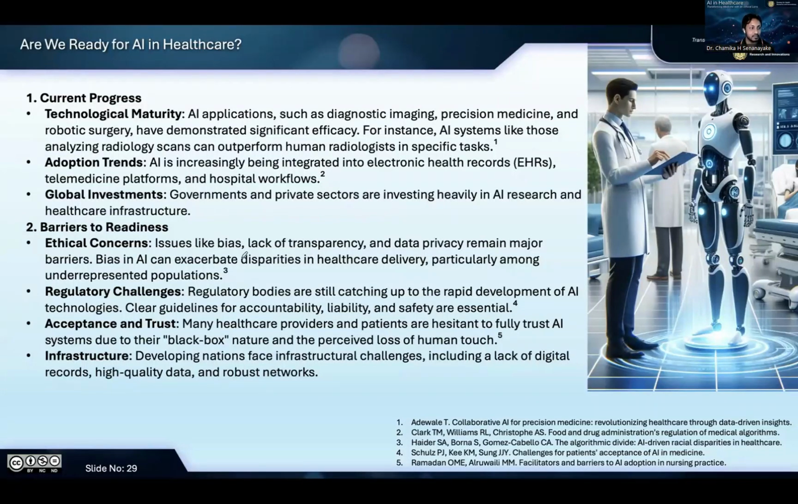And what are the barriers? Ethical concerns like bias, lack of transparency, and data privacy remain major barriers. Bias in AI can exacerbate disparities in healthcare delivery, particularly among underrepresented populations, which I mentioned earlier. It's also difficult to regulate AI with its rapid development, because if you develop a virus, at the other end we see an antivirus developed. For example, it applies to medicine and even technology. With COVID, it was also kind of like that.